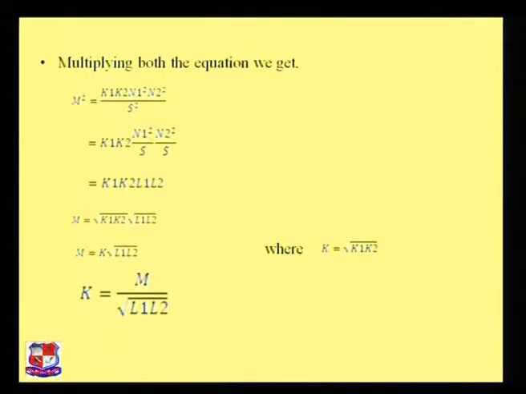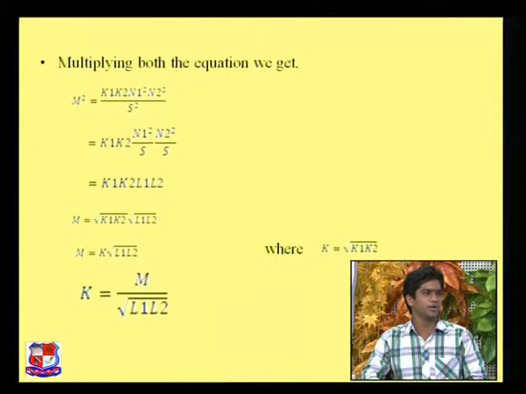Multiplying both the equations, we get M square is equal to K1 K2 N1 square into N2 square by S square. After that we have K1 K2 into N1 square by S into N2 square by S. So what is N1 square by S? N1 square by S is simply the self-inductance of coil X, which is L1, and N2 square by S is the self-inductance of coil Y, which is L2.